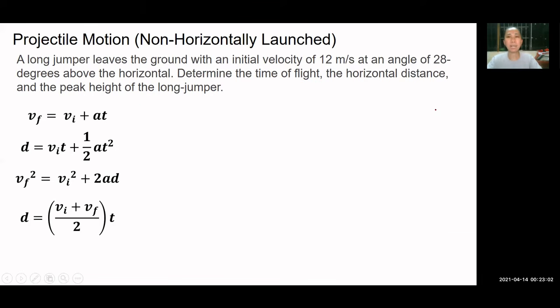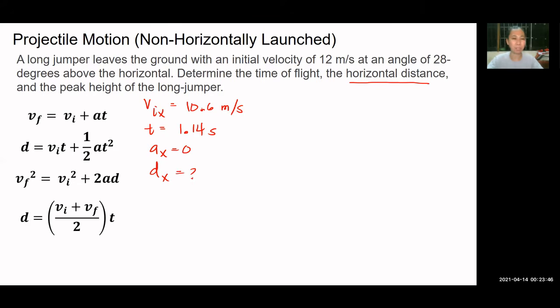Next, let's solve for our horizontal distance. For our horizontal distance, what can we consider? We can consider our VIX, equal to 10.6 meters per second. And then we are given the time, which is the 1.14 seconds that we computed earlier. We also know that AX is equal to 0. And so, we are looking for our DX. Given these quantities, which equation do we need to use?